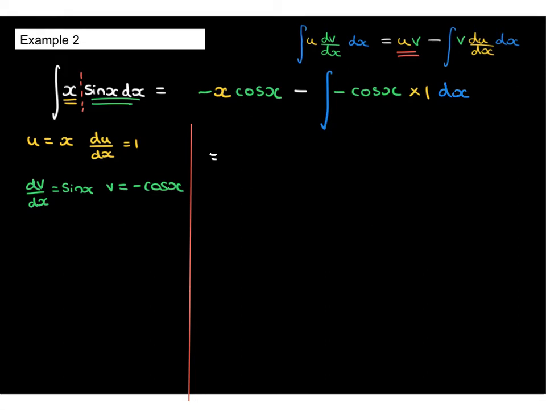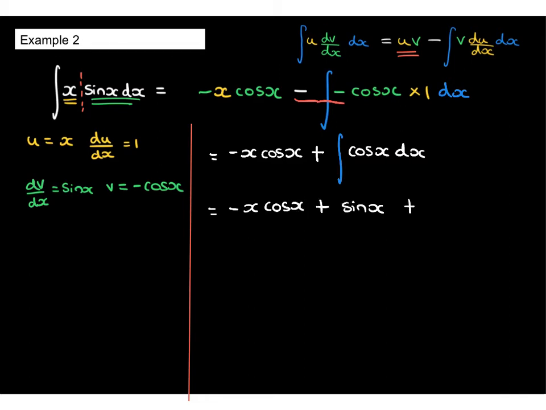So simplifying this, we get negative x cos x minus, notice that here, so this simply becomes plus the integral of cos x dx. And what does cos x integrate to? Integrates to sine x, and then let's include plus c at the end. So what was noticeable here was just how much simpler this integral became when we used integration by parts. And that's because we chose correctly when we chose our u value and our dv by dx functions.